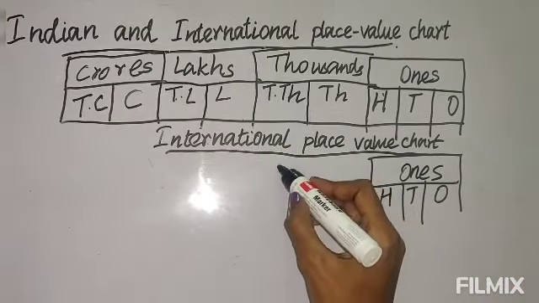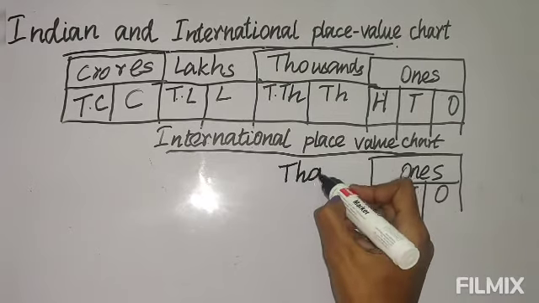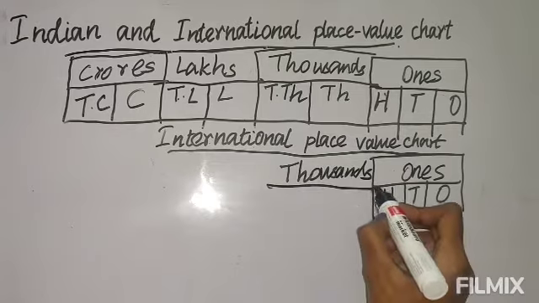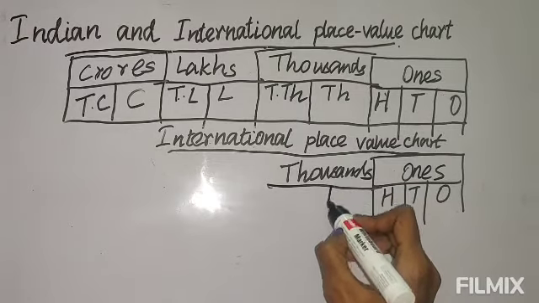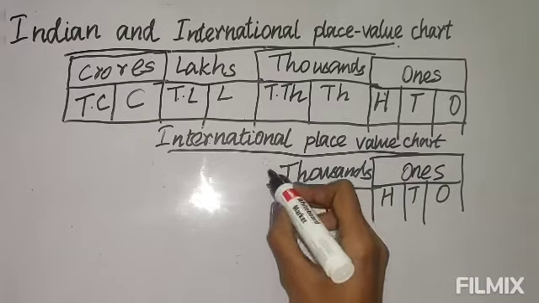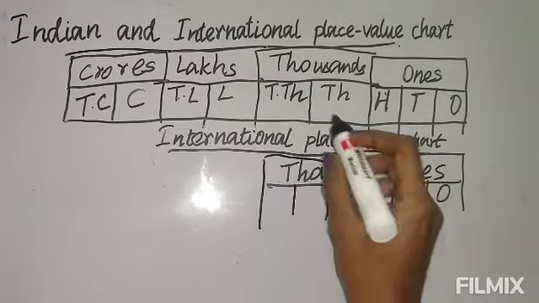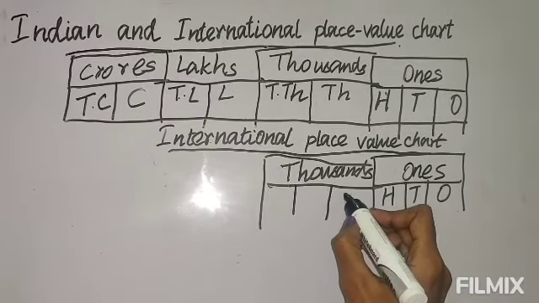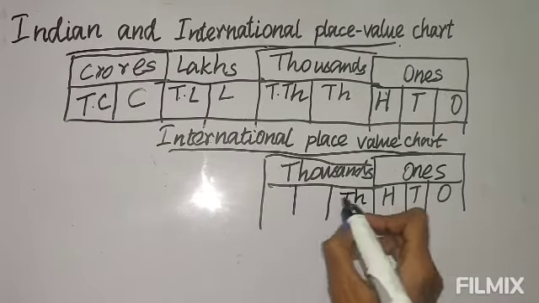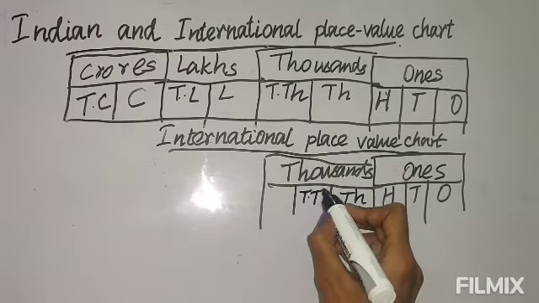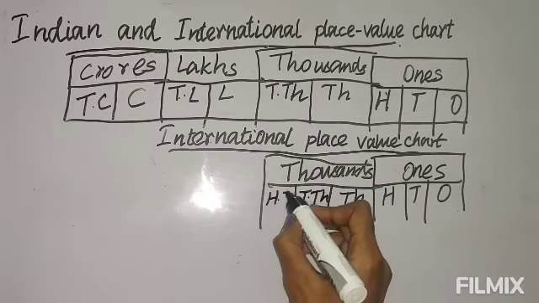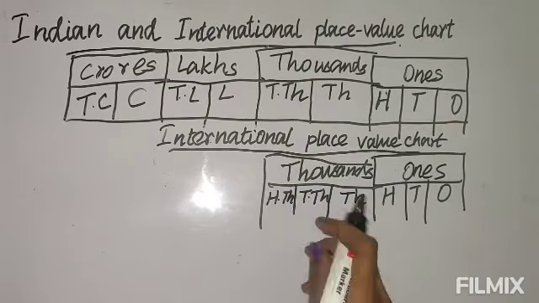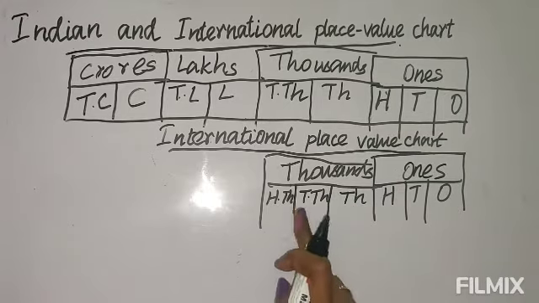Then comes the thousands period. In the Indian place value chart we have 2 places in the thousands period, but in the international place value chart we have 3 places. Only that is different. That is 1000, next one is 10,000, next one is 100,000. Only this 100,000 is extra added in the thousands period. That's all: 1,000, 10,000, 100,000.